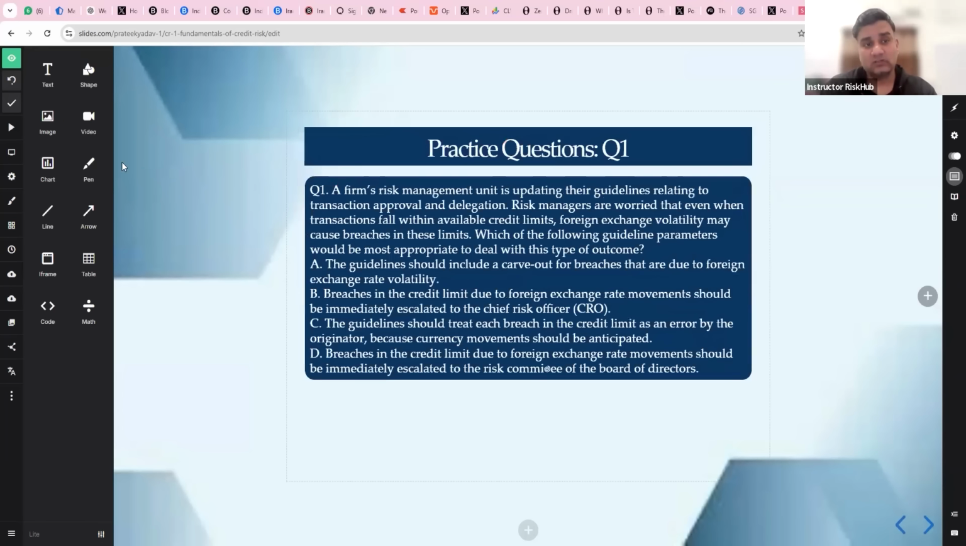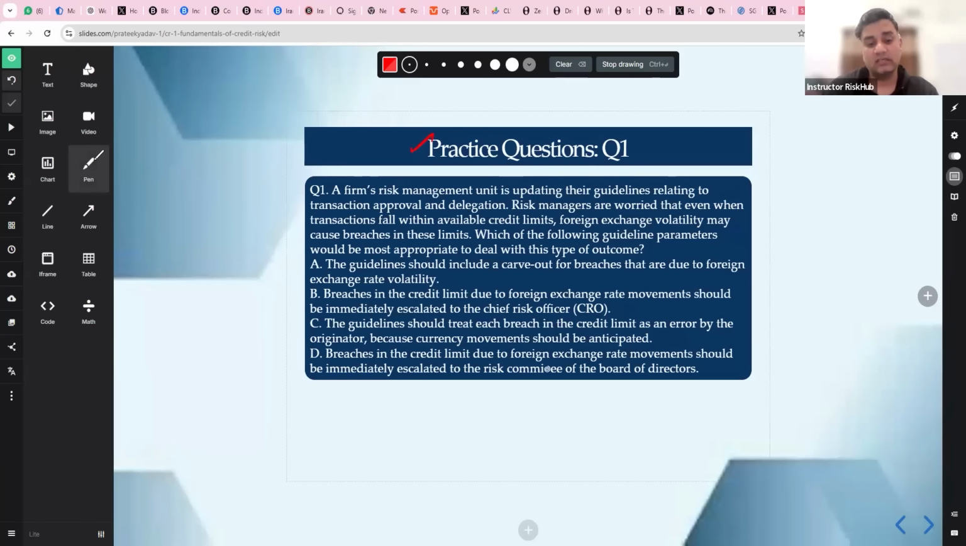So once we have understood this, we go to the next part, which is a practice question, right? The firm's risk management unit is updating their guidelines related to transaction approval and delegation. Risk managers are worried that even when transactions fall within available credit limits, foreign exchange volatility may cause breaches in these limits. Which of the following guideline parameters would be most appropriate to deal with this type of outcome?